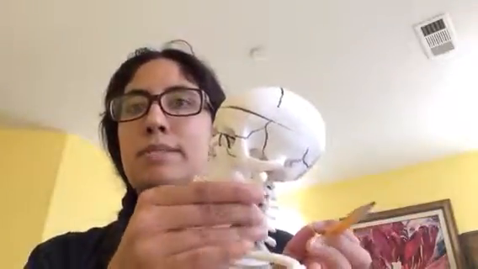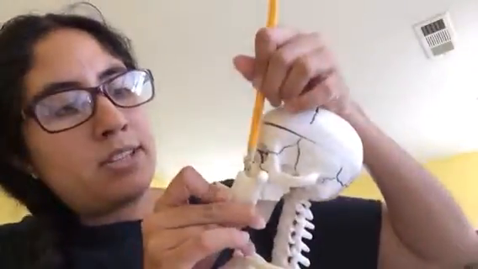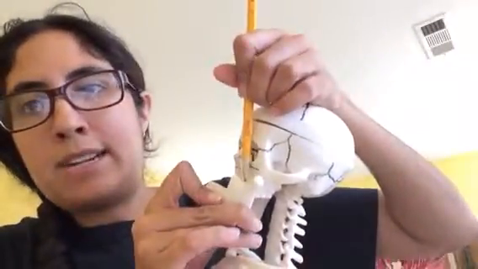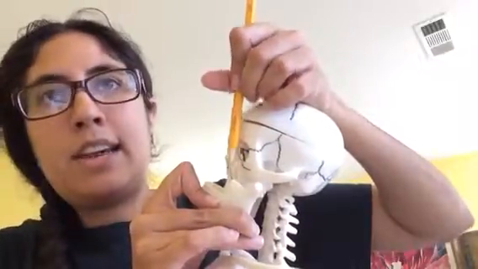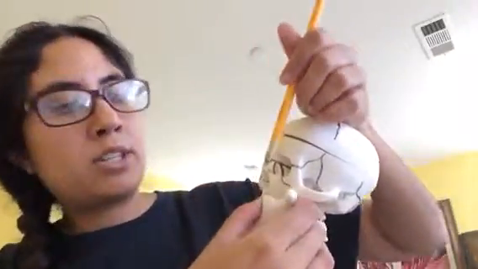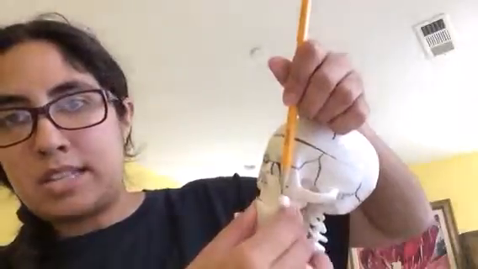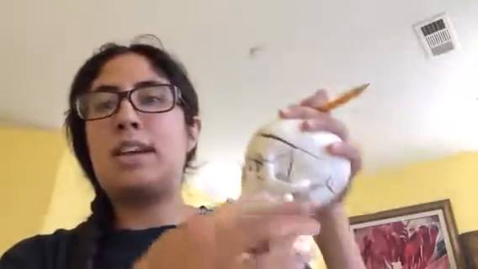We have the mandibular notch. The mandibular notch is this area right here. We have the coronoid process right here. And the mandibular condyle is this one here. And just snap onto here.